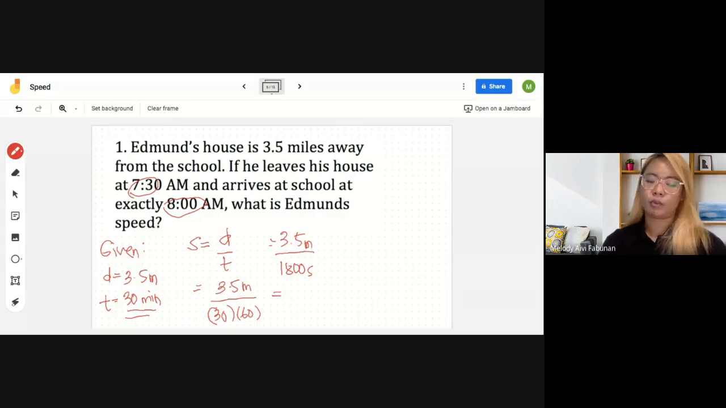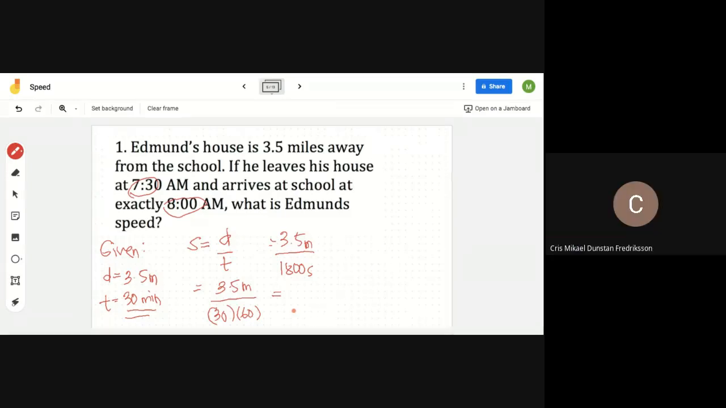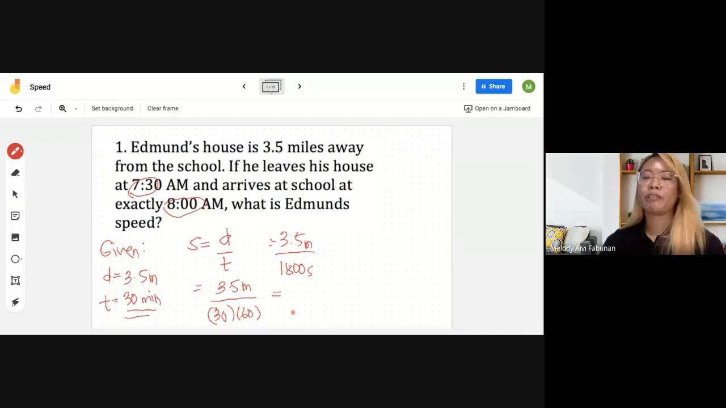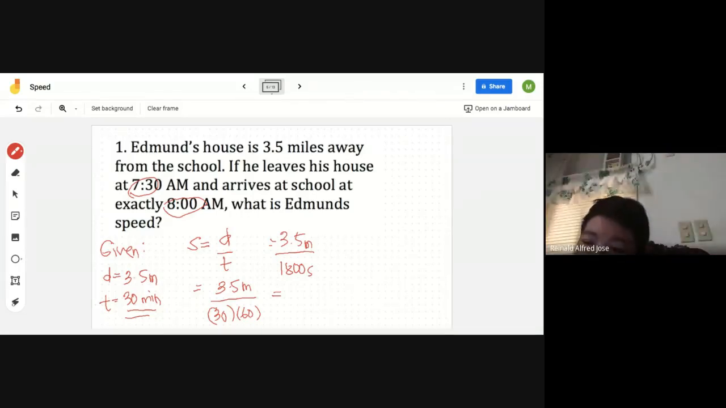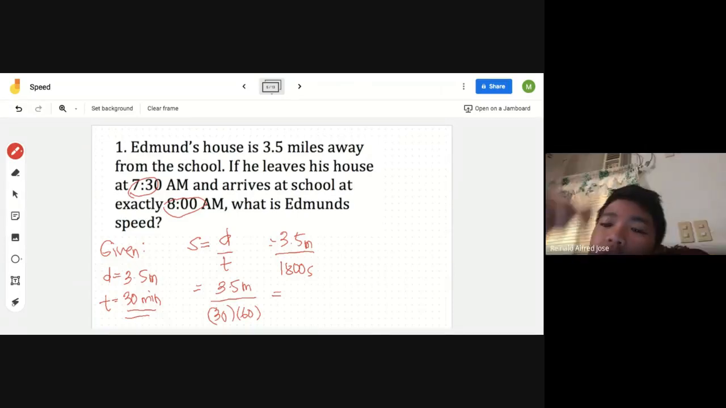What's the final answer? 3.5 meters divided by 1,800 seconds. Answers? Sure. 0.19 or 0.0019? Oh, sure. Yeah. 0.0019.